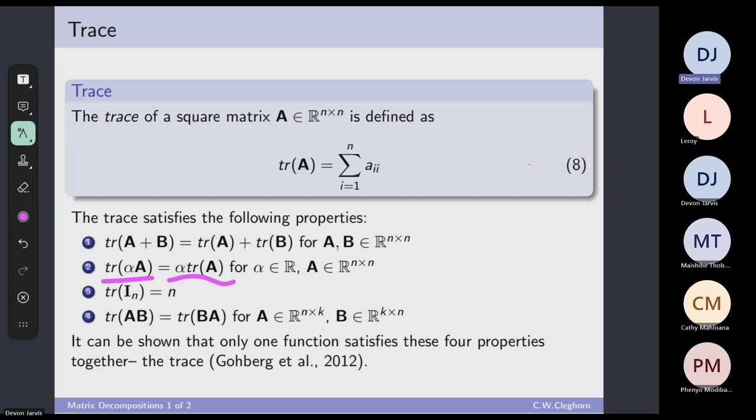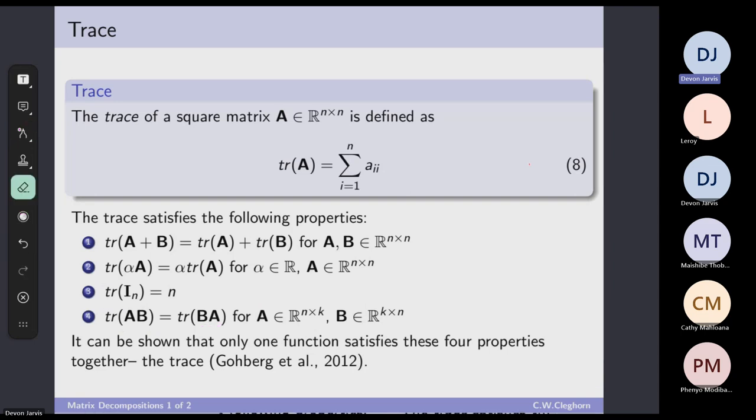All right? And then if you have an n-dimensional identity matrix, the trace will just tell you the number of dimensions. It's n. Okay? And then lastly, if you take the product of A and B and take the trace of that, or you take the trace of BA, then that'll be equal. Again, just remember that in general, you cannot commute matrix multiplication. So in general, that's not going to exist. But here we've set up the matrices such that it would exist both ways. So A is n by k and B is k by n.